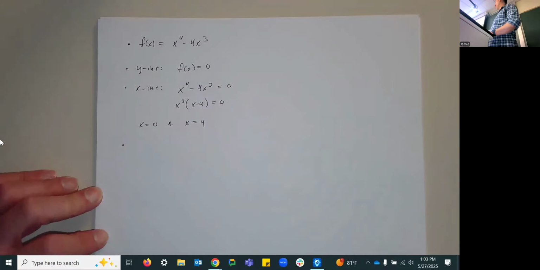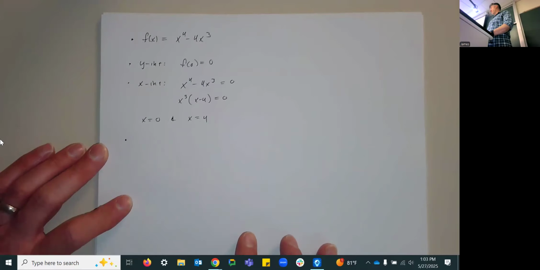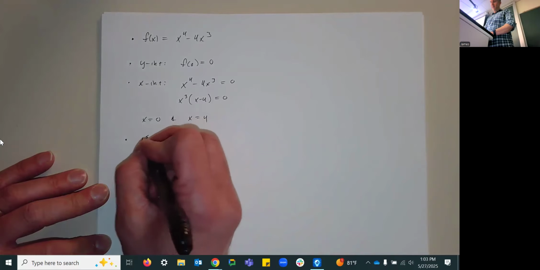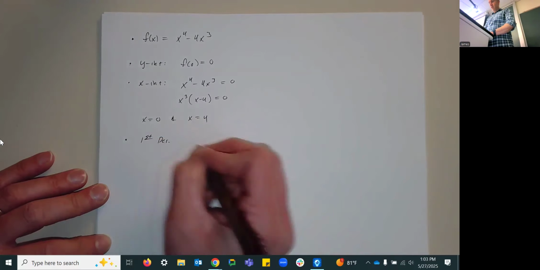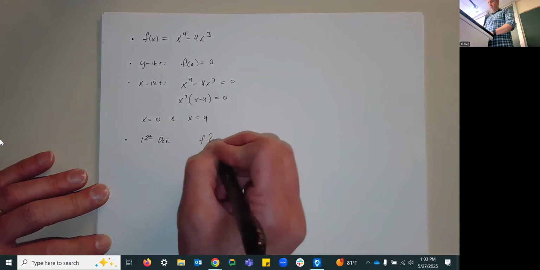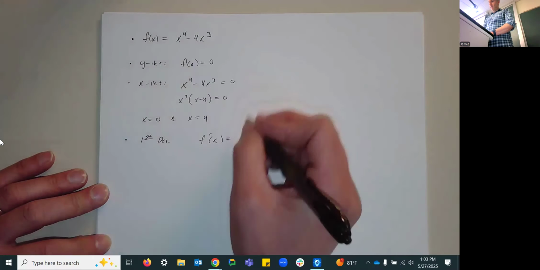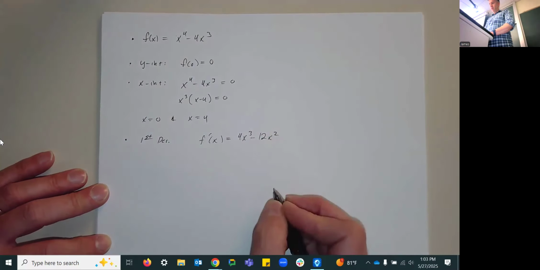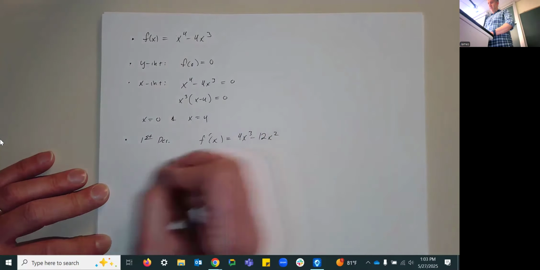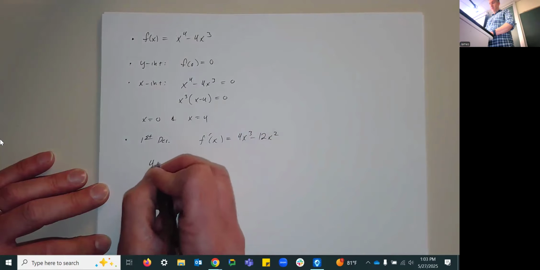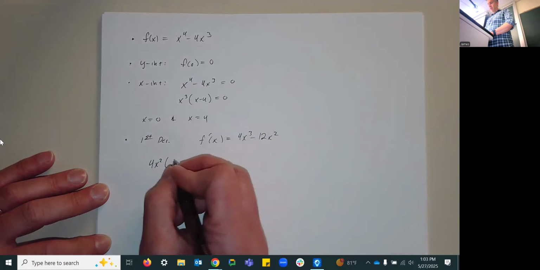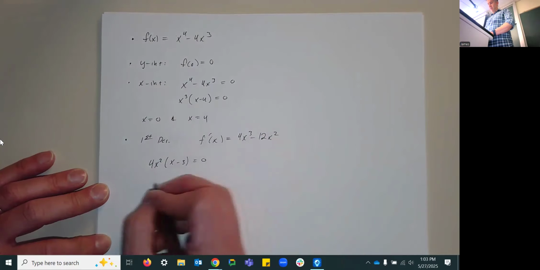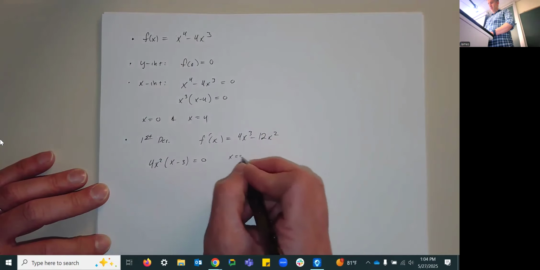No asymptotes to speak of here because, again, it's a polynomial. We never have asymptotes for a polynomial. So we move on to finding the first derivative stuff. Taking our first derivative, it's going to be 4x cubed minus 12x squared. And we set that equal to 0. Well, let's factor out 4x squared. We're left with an x minus 3. And that's going to give us either x equal to 0 or x equal to 3.